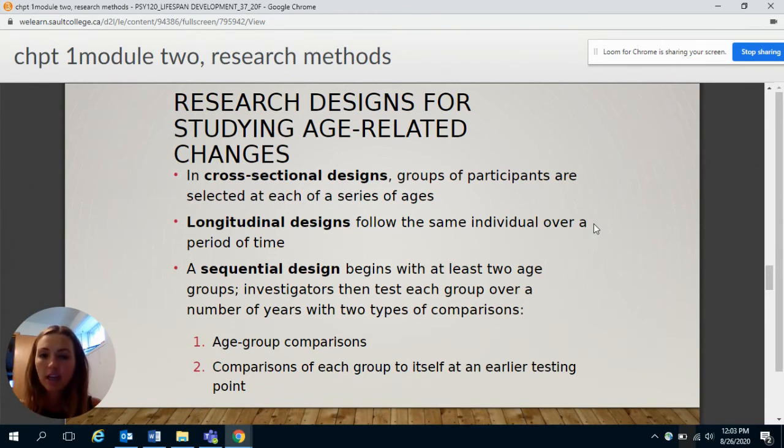A sequential design begins with at least two age groups. Investigators test each group over a number of years with two types of comparisons. So they would have two different age groups, and then they would test those groups over time. So it's a mixture between cross-sectional and longitudinal research. You're looking at different ages across a span of at least 2 years.